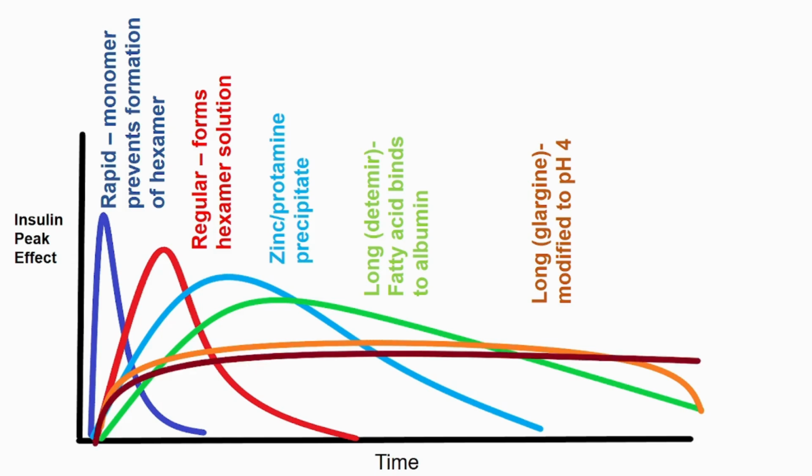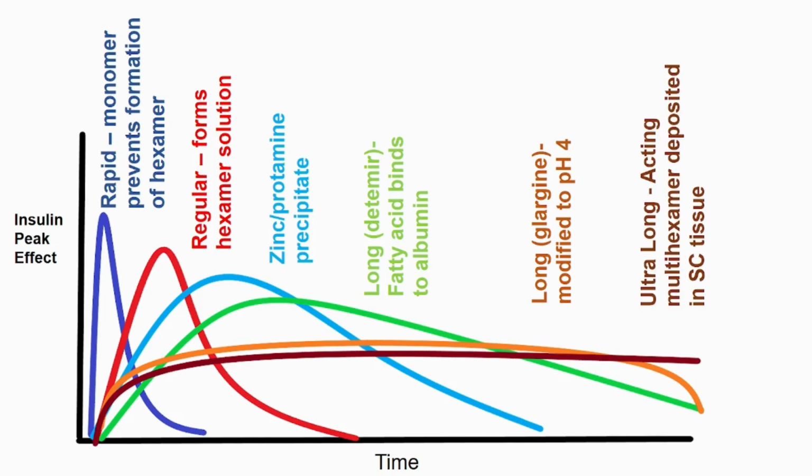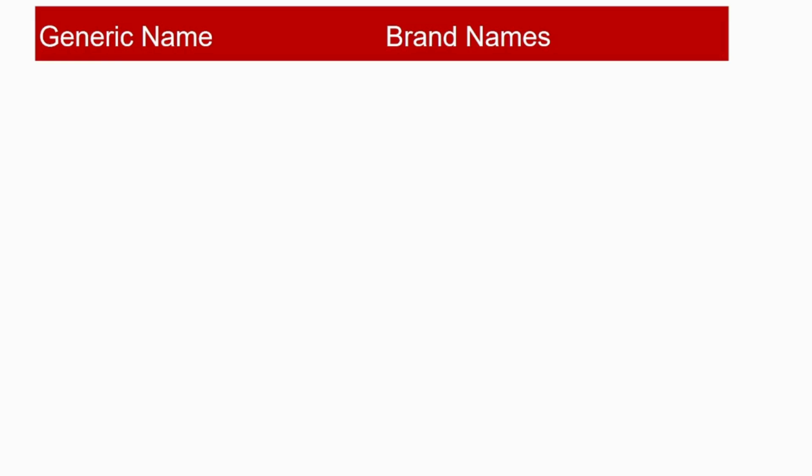The next insulin is the ultra long acting insulin, which is degludec. Ultra long acting insulin is prepared as a multi-hexamer form of the insulin, which deposits into the subcutaneous tissue, gradually dissociates and releases into the blood circulation, and thus enables an extended duration of effect of the insulin. So these are the types of insulins.